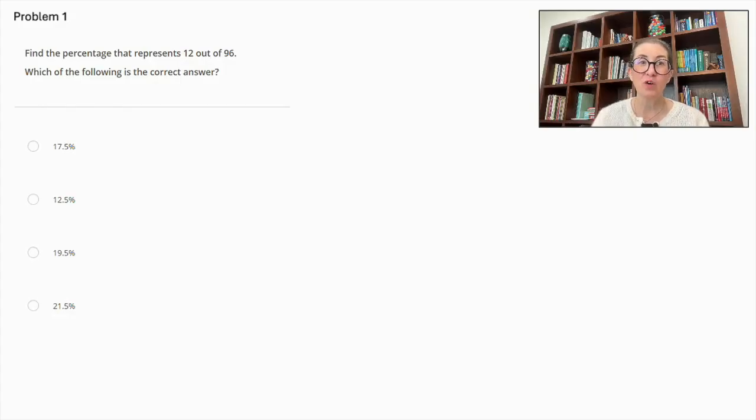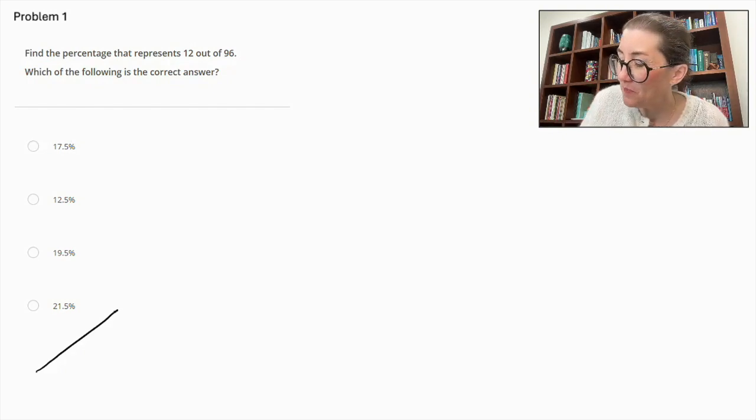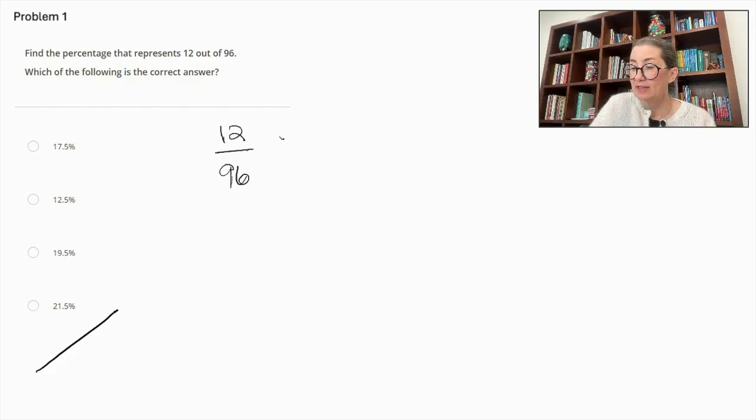Problem number 1. Find the percentage that represents 12 out of 96. Which of the following is the correct answer? So we've got these. Let's do the math and work it out. 12 out of 96 is equal to, we can divide the top and the bottom by 12. So that is 1, and it's 12 times 8 equals 96. So our fraction is 1/8. What is 1/8 as a percentage?